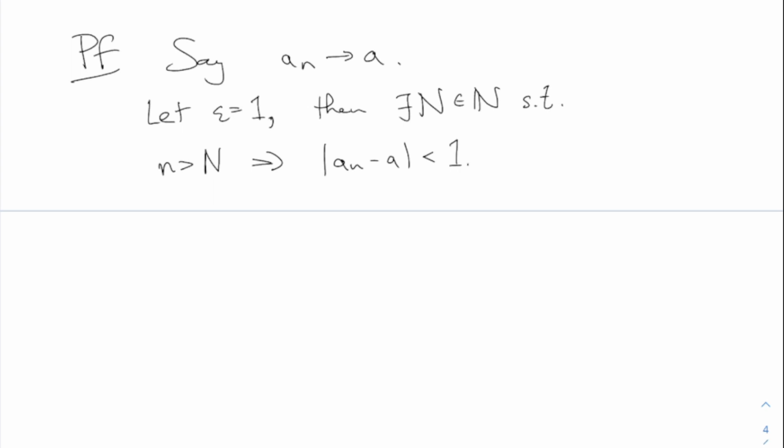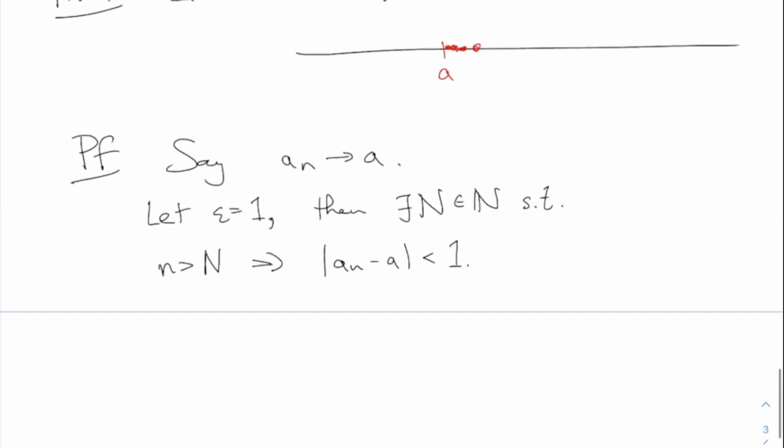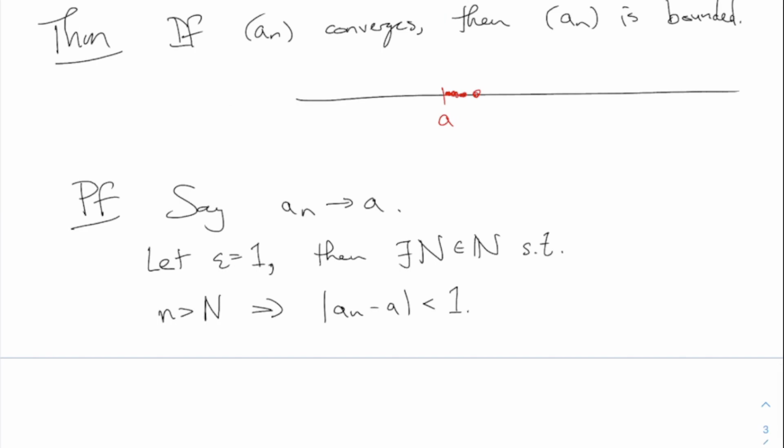Why did I choose 1? Actually, the specific value 1 doesn't matter at all. You can't choose 0, but you could have chosen any positive real number, and this same argument would work more or less exactly as what I'm about to say. But 1 is the most convenient. So what this means on our picture is that there's this little window with radius 1. After a certain point, beyond that point, all the terms are inside this little window.